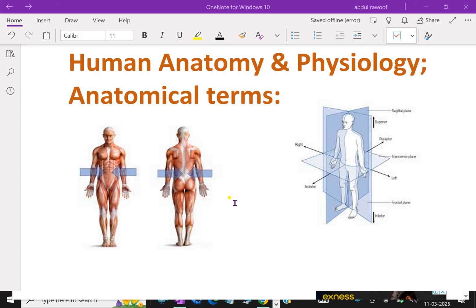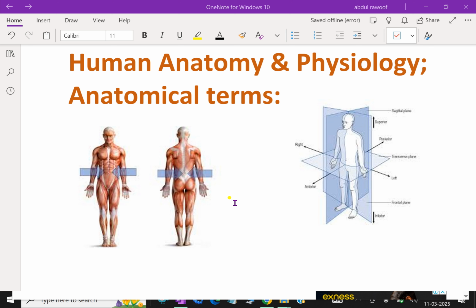The anatomical terms include, first, the anatomical position. The position is used in all anatomical descriptions to ensure accuracy and consistency. The body is in the upright position with the head facing forward, the arms at the sides with the palms of the hands facing forward and the feet together.